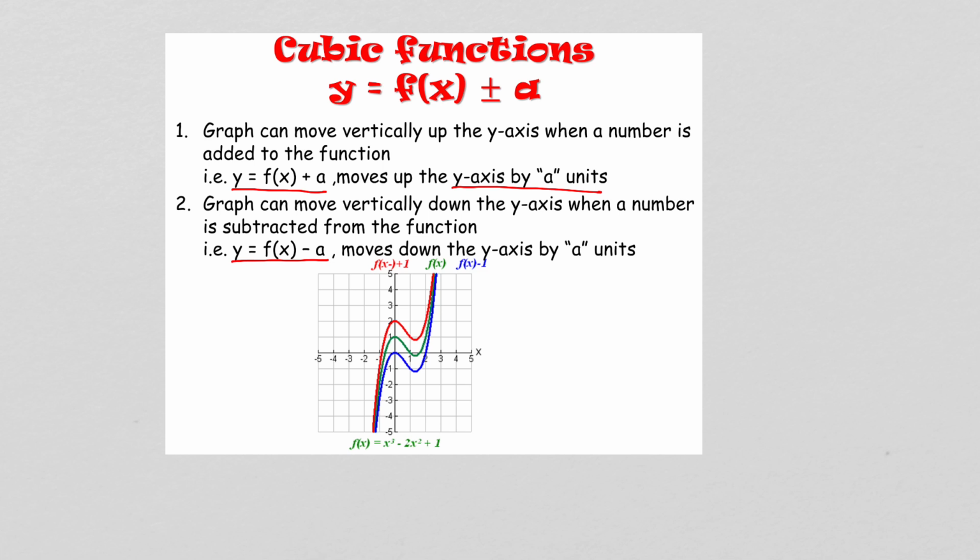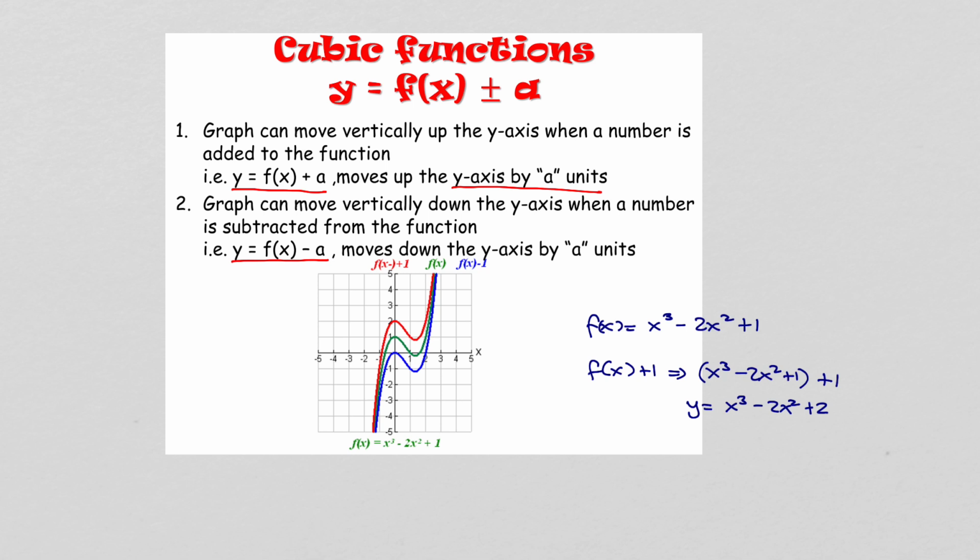So in other words, if we were to look at this function here, the function f of x is equal to x cubed minus 2x squared plus 1. So if we were to look at f of x plus 1, well, that new function is x cubed minus 2x squared plus 1, so the original function, and then we add 1 to it. So what that basically means is that y is now equal to x cubed minus 2x squared plus 2 would be the new functional form.